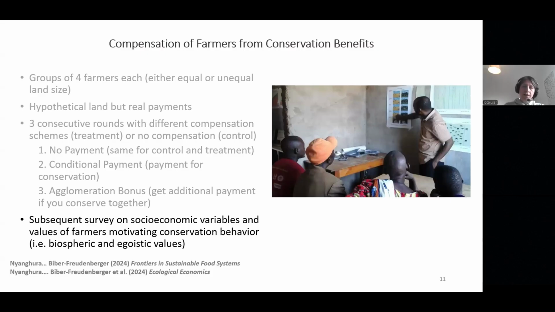also on the value sets of farmers that maybe motivated their conservation behaviors, such as biospheric or egoistic values. So they had these statements they could either agree or disagree with, and based on that, we developed scores for different value sets.